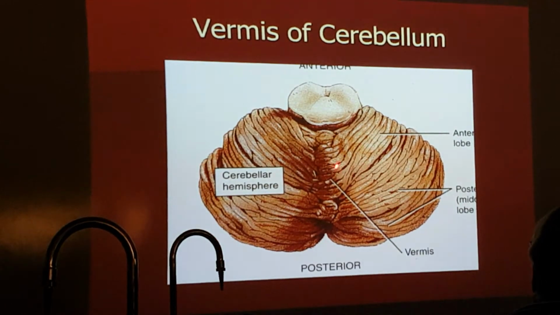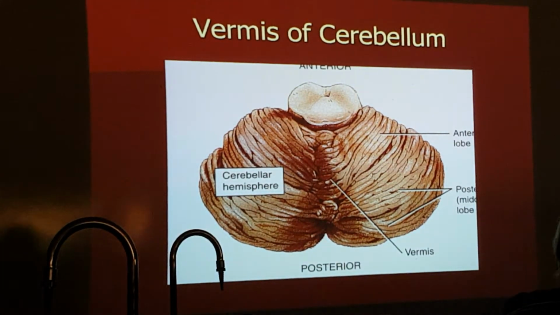And here's a top view of the cerebellum. You can see this structure in the middle is called the vermis of the cerebellum. It's a little higher than the rest of the cerebellum, and as you slice on down through the brain, it's the first part that you see of the cerebellum. Vermis is the Latin word for worm.